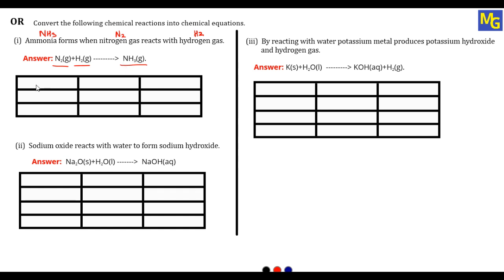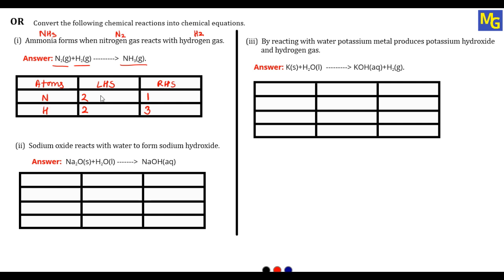As I told earlier, write down the atoms. This side is LHS, this is RHS. We have nitrogen and hydrogen, only two. Nitrogen on the left hand side is 2, but on the right hand side it is 1. Hydrogen on the left hand side is 2, on the right hand side it is 3. So both are not balanced, so we have to balance them.